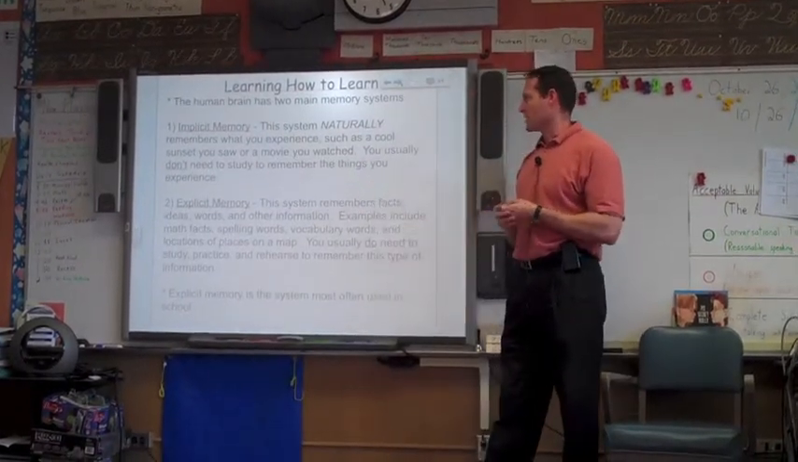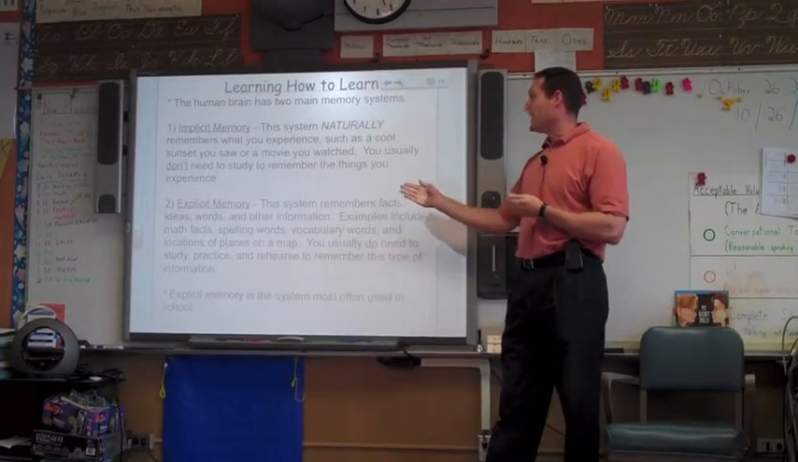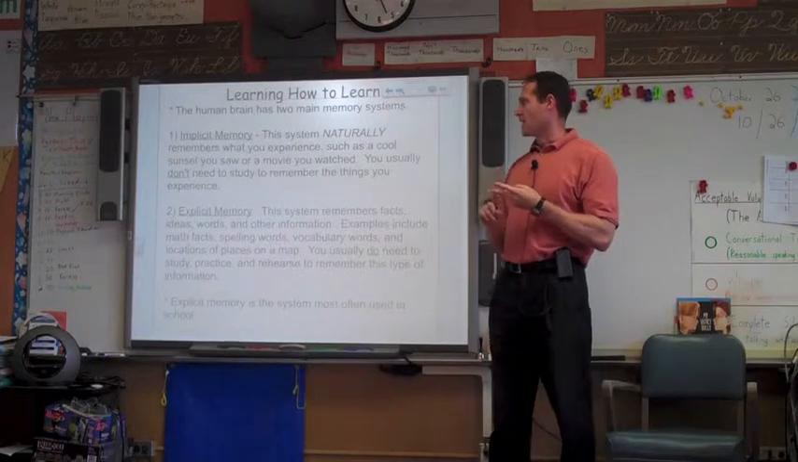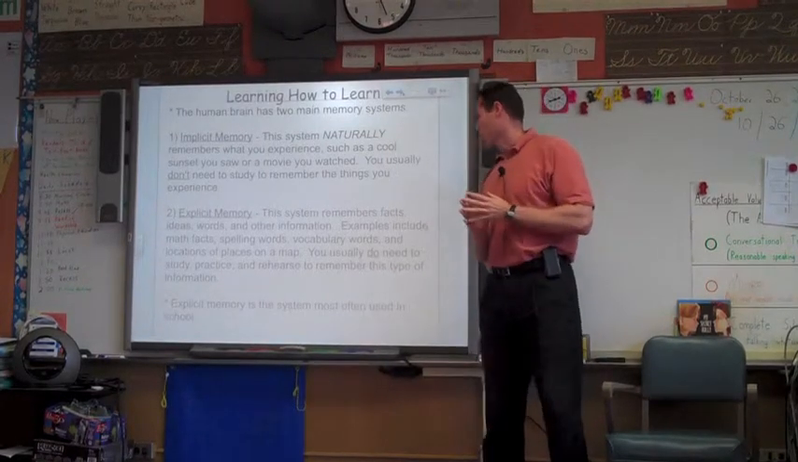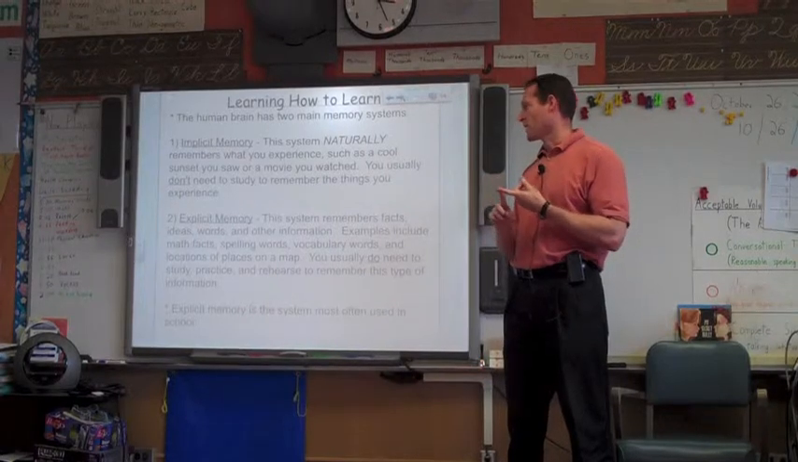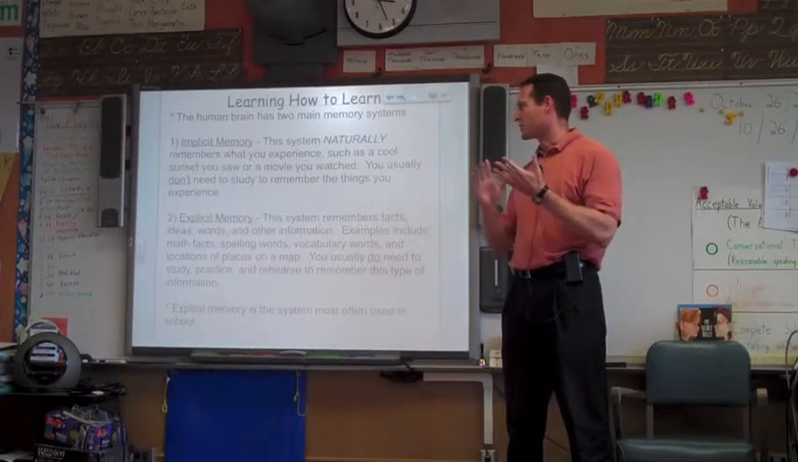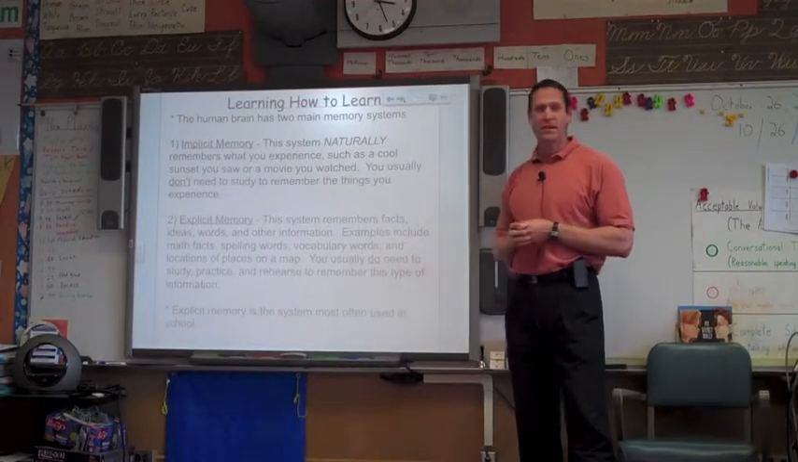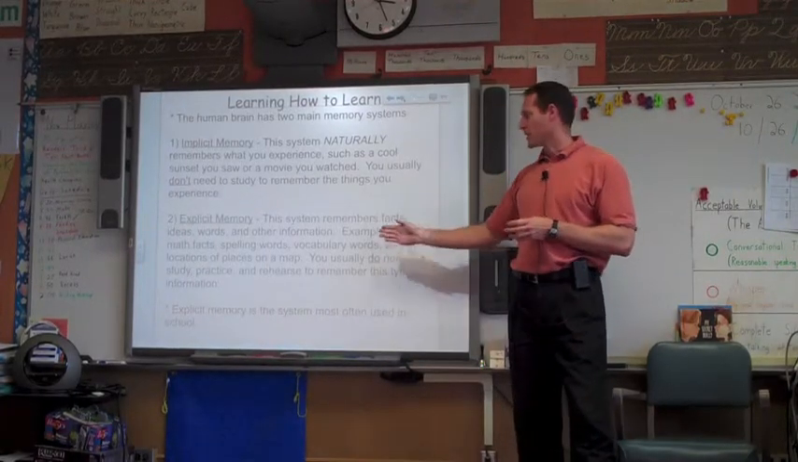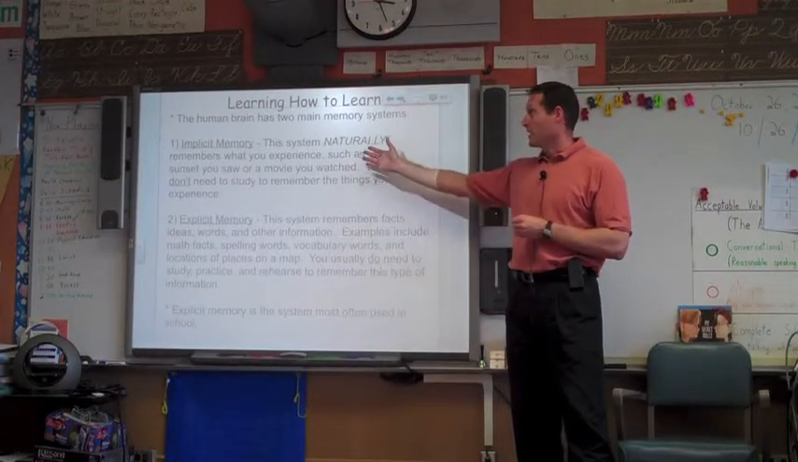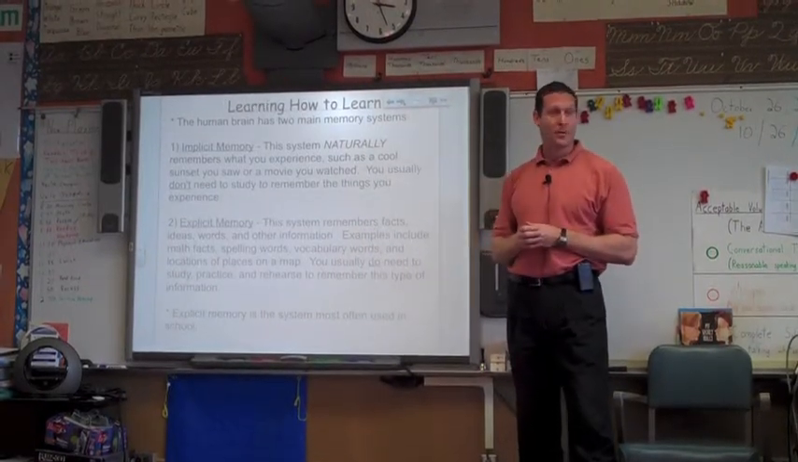The second kind is called explicit memory, and this deals with specific pieces of information. Facts, ideas, words, other types of information. In this class, we would focus on math facts, spelling words, vocabulary words, science terms, geographic locations. Here, you usually do need to practice and rehearse because this type of information tends not to stick as naturally in our brains as the information that we learn implicitly.